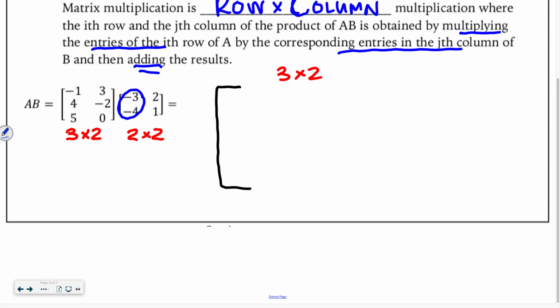So in each, the row and the column, I only have 2 entries, right? So I'm going to do -1 times -3, because that's the first entry in the row times the first entry in the column. And I have to add it with the product of the second entry in the row times the second entry in the column. So that would be 3 times -4.